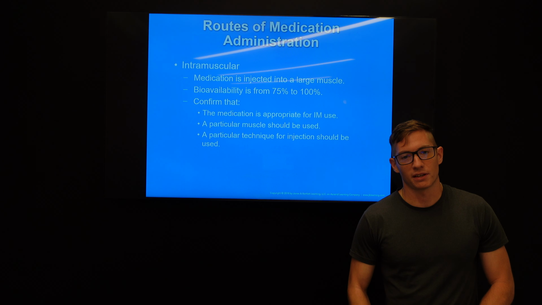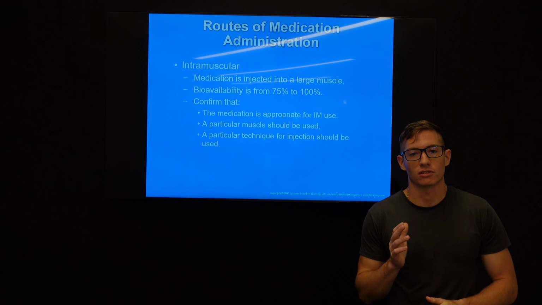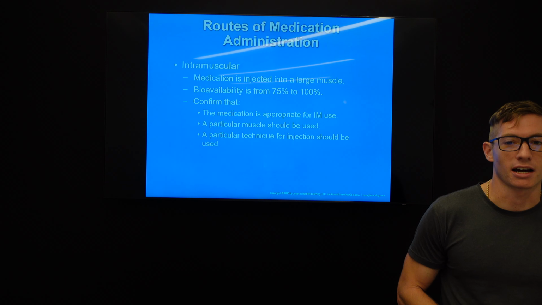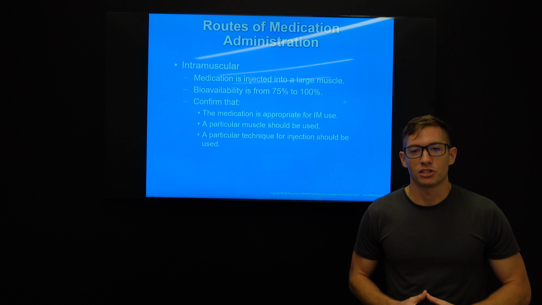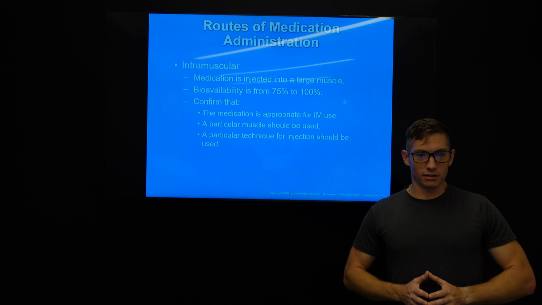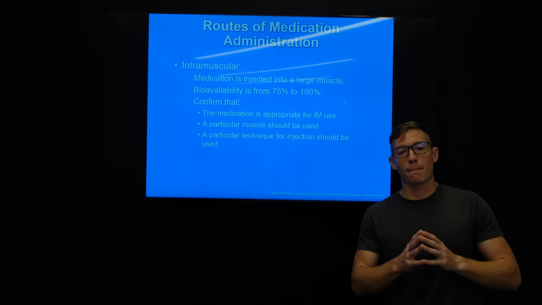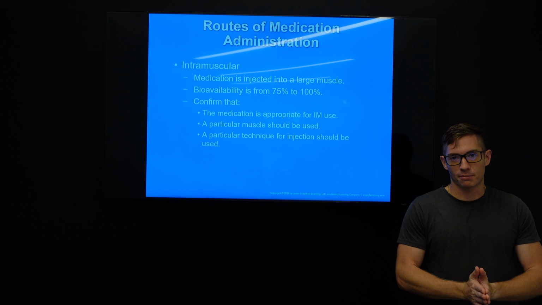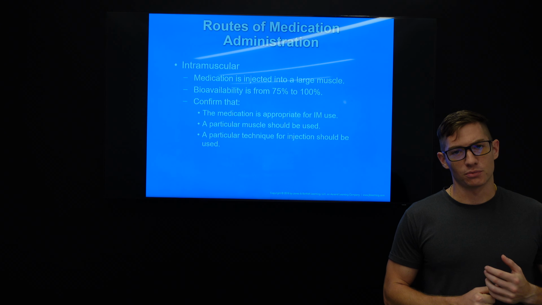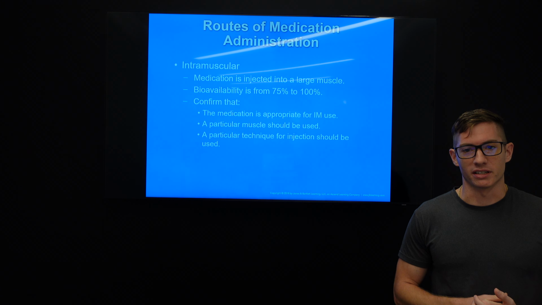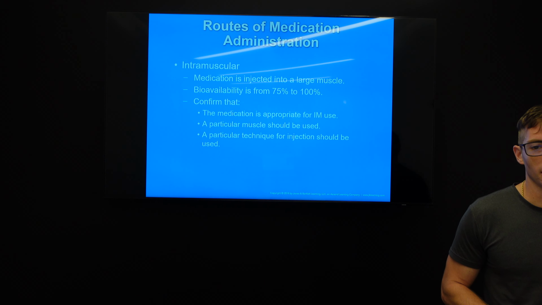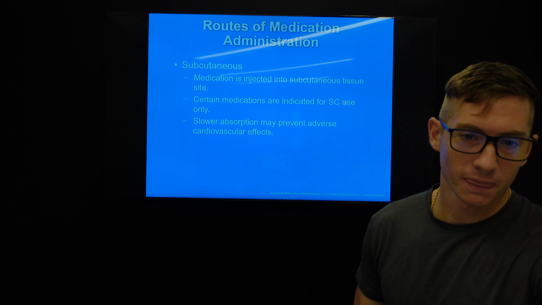Intramuscularly is for steroids. If a steroid medication is injected into one of the patient's larger muscles, via the glute or the tricep, it's used when IV access cannot be established and when the clinical situation requires immediate medication administration, such as glucagon. Bioavailability is 75% to 100%. There's a risk of contaminated needle stick if the patient moves suddenly, and it confirms the following. The medication is appropriate for IM use, particular muscles should be used, and particular techniques for injection should be used.